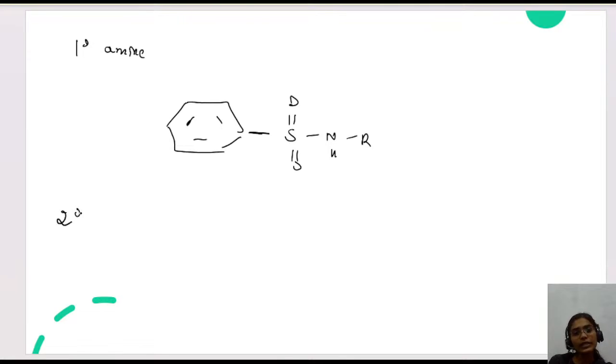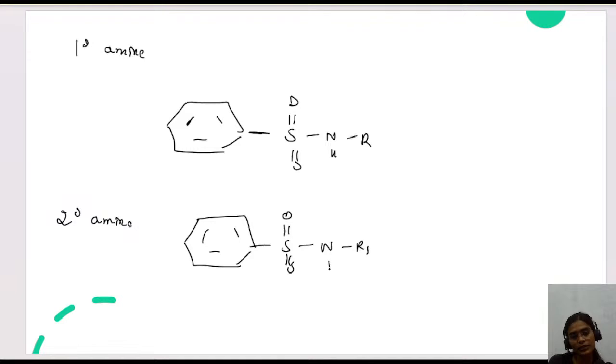And how about the secondary amine? If we are discussing the secondary amine, again like this, this is SO2 and a double bond and a nitrogen, and this is some R and this is some R2. So if somehow we are able to manage the presence of the hydrogen: in this case there is no hydrogen. I'm repeating one more time. In primary amine, when sulfonyl chloride reacts with amine, nitrogen still has one hydrogen left. But in the secondary amine, no hydrogen is present there.